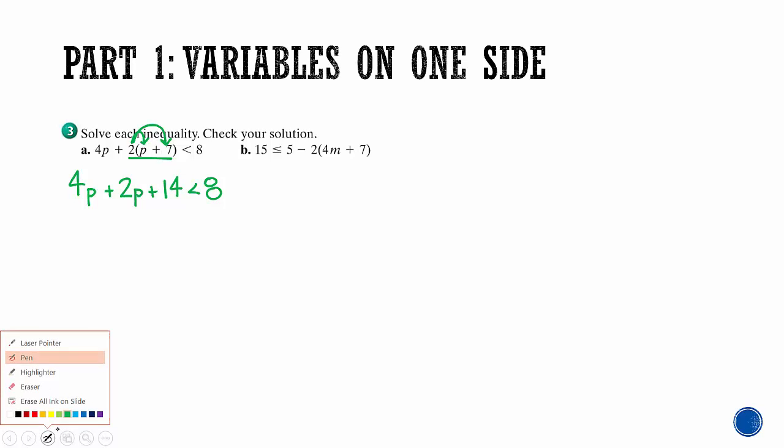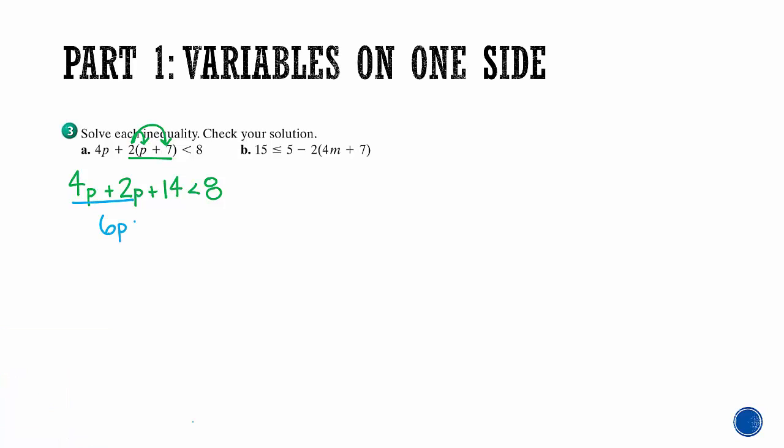And then we're still simplifying, so we got to combine our like terms. And now that it's as simple as we can make it, we can start to solve. So let's undo this plus 14 on both sides. We get 6p is less than negative 6. And then undo multiplying by 6.